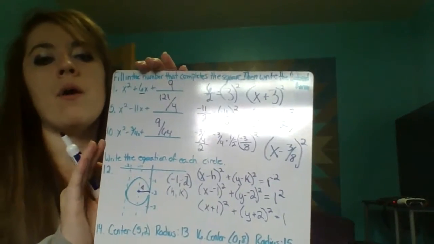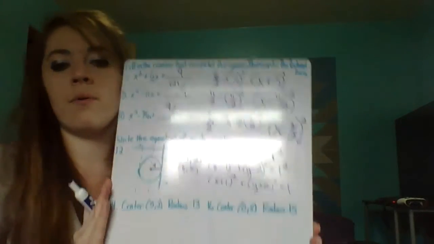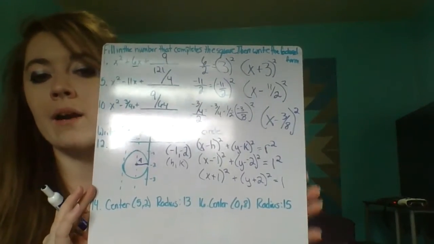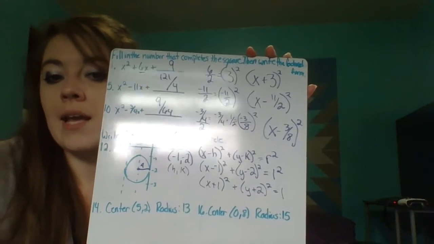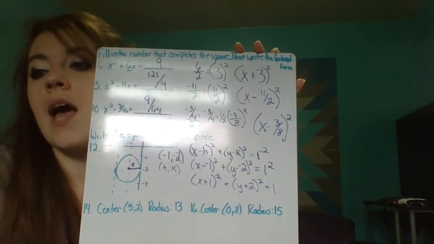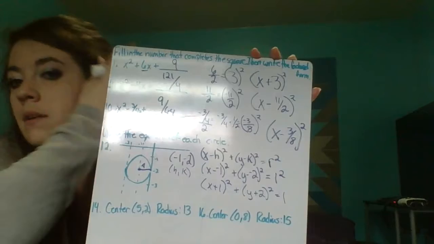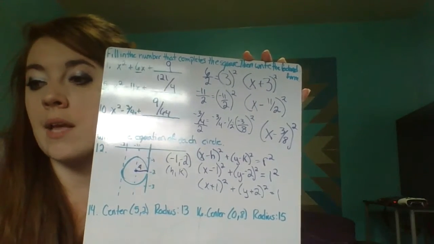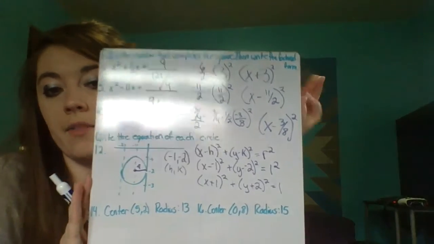Okay? Now, this is when you have a graph, what it looks like, but guess what? They did a second section where you don't have a graph to look at. It tells you what the center is, and it tells you what the radius is. So, all of these will tell you the radius and the center, so you don't have to worry about trying to solve for anything there.